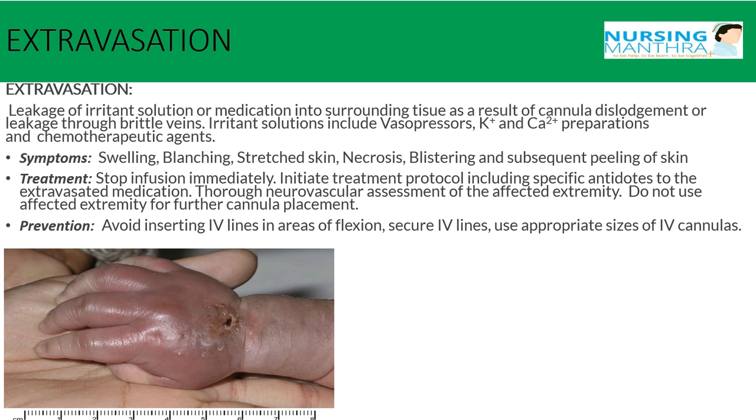Symptoms of extravasation: there will be swelling, blanching, tight skin, necrosis, blistering and subsequent peeling of the skin, everything will be there. You can see in the picture. The treatment: immediately we have to stop the infusion. Initiate the treatment protocol including a specific antidote to the extravasated medication. We have to give the antidote for that. Do a thorough neurovascular assessment of the affected extremity. Do not use the affected extremity for further cannula placement.